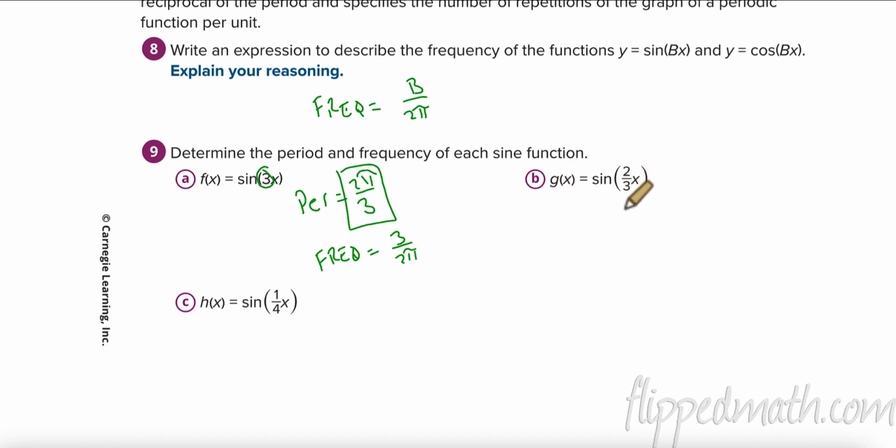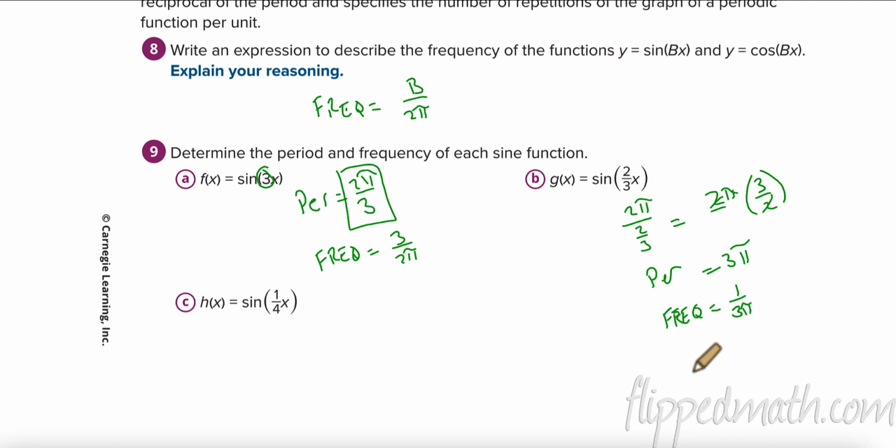All right, this one. 2 pi over b. Now b is 2/3. I like to multiply by the reciprocal. So 2 pi times 3/2. So that cancels, and I'm left with 3 pi. So that would be my period. My frequency, of course, is just going to be the inverse of that, 1 over 3 pi.